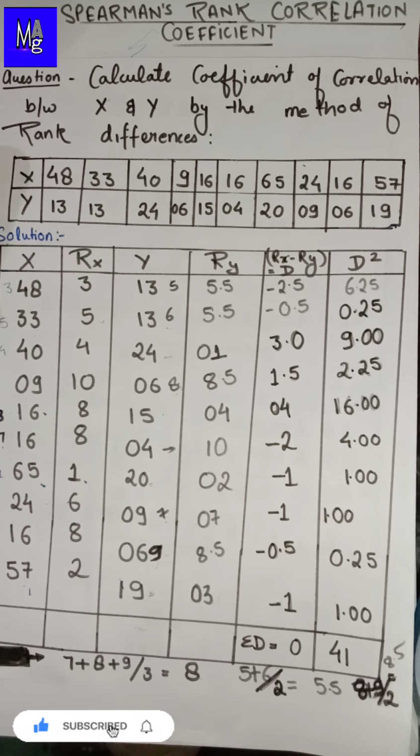Here, the first thing that we have to note is the summation of d square. The second thing is n. N means how many pairs do we have? We have 1, 2, 3, 4, 5, 6, 7, 8, 9, 10, so we have 10 pairs. The third thing that you have to note is how many values have been repeated twice or thrice or multiple times. 16 is one value that has been repeated thrice, and then 13 has been repeated twice, and 6 has been repeated twice. These are the things that you have to note down.